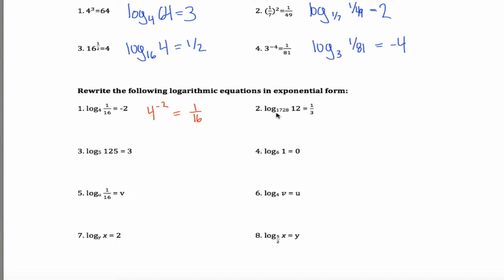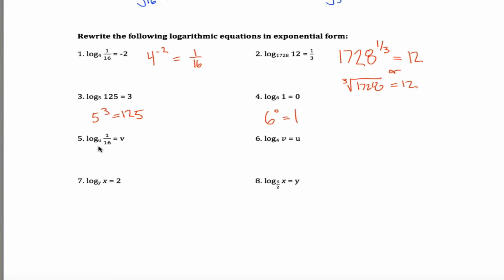The log base 1728 of 12 equals 1/3. What that tells you is 1728 to the 1/3 power is equal to 12. Or if you prefer, the cube root of 1728 is equal to 12. Whichever one you like. Raising something to the 1/3 power is the same as taking the cube root of it. Log base 5 of 125 equals 3. That's just saying 5 cubed is 125. Log base 6 of 1 equals 0. That's just saying 6 to the 0 power equals 1.